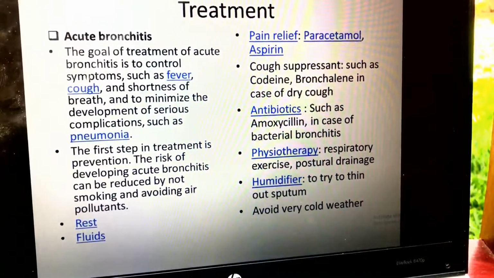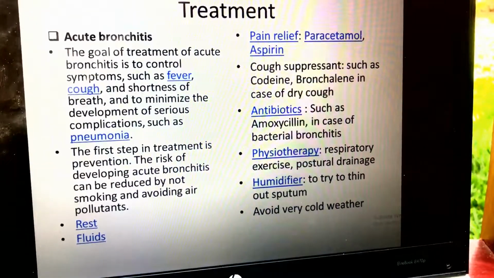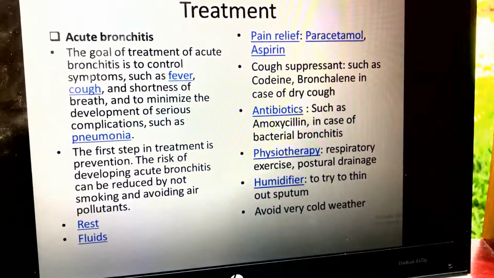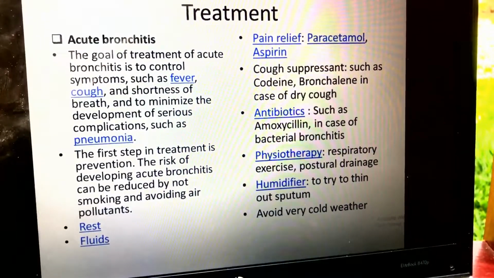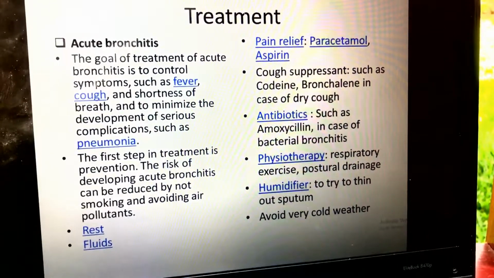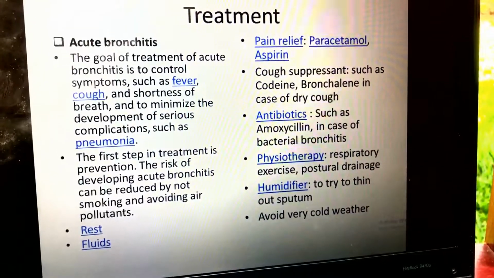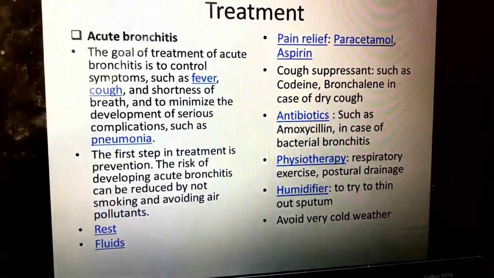Other treatment is physiotherapy. The physiotherapy is respiratory exercises and postural drainage. This is to facilitate coughing out the mucus. And we can give a humidifier. The humidifier is to try to thin out sputum. Avoid very cold weather while you are suffering from bronchitis because it can aggravate the situation.